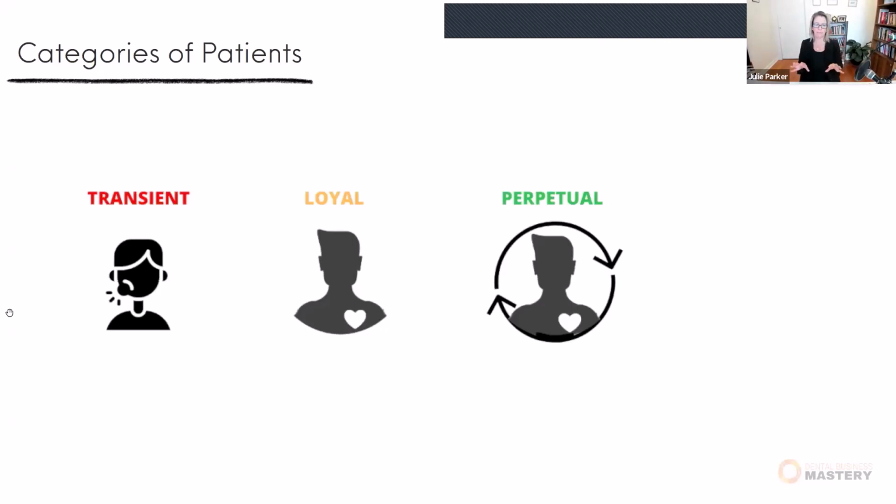You can see them, you can pick them, just look at the history of that patient. The reason why it's important to understand these three categories of patients is we're always going to have transients coming through. The transient patients become inactive swiftly.